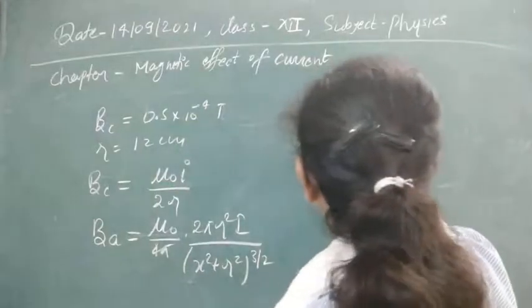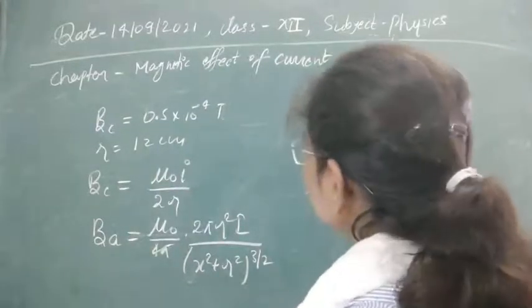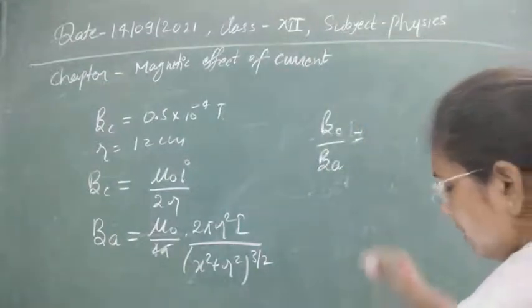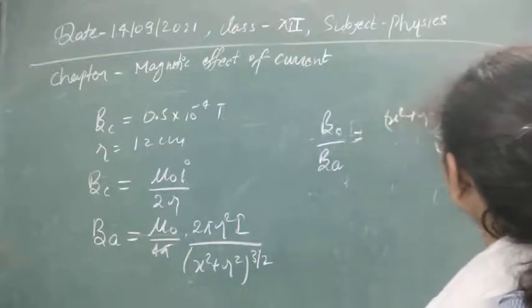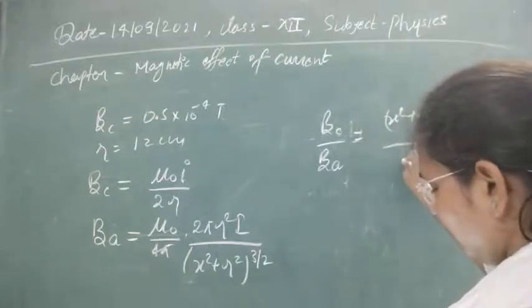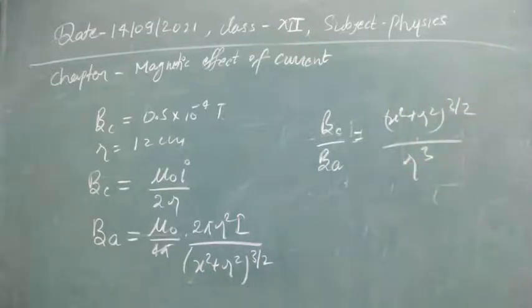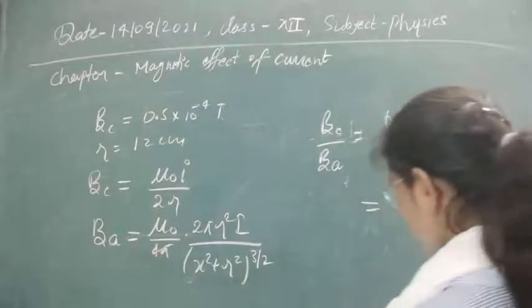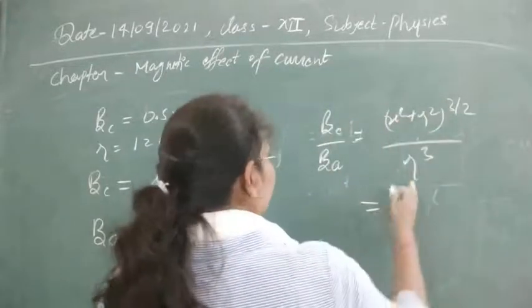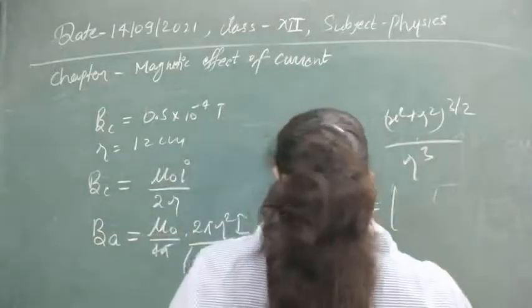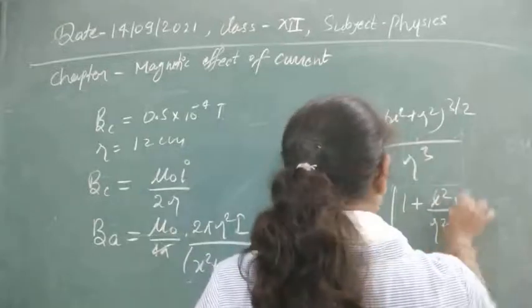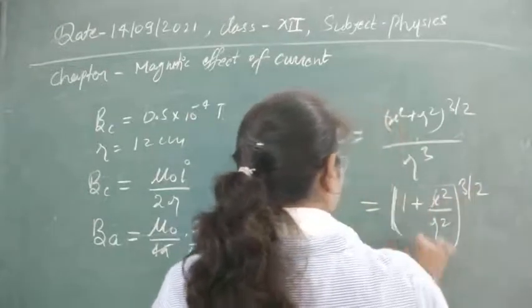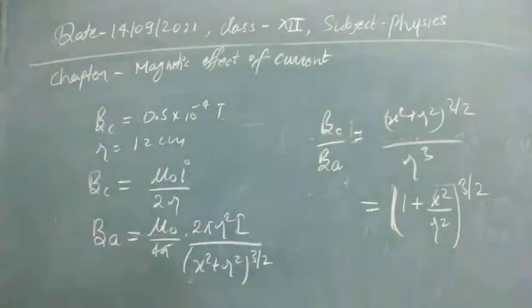If we divide, then BA upon BC can be given by the equation x square plus r square to the power 3 by 2 upon r cube. So if you divide these two equations, you will get this value from here. Now you can also simplify this, and we can find 1 plus x square upon r square to the power 3 by 2. So you can solve this equation again.